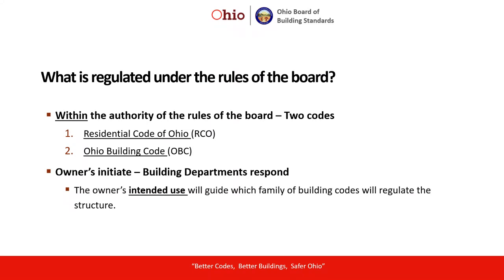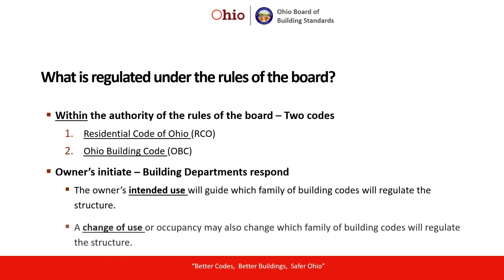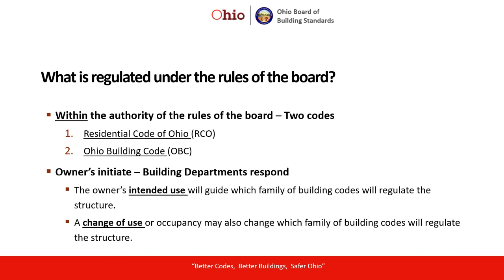So the owner is going to present the intended use of what they're trying to do, and that intended use will guide which family of codes will regulate that structure. Sometimes their intended use is going to be a change of use or occupancy, which may move the regulation of that structure from one set of building codes to the other set of building codes, and we have to pay attention to that.